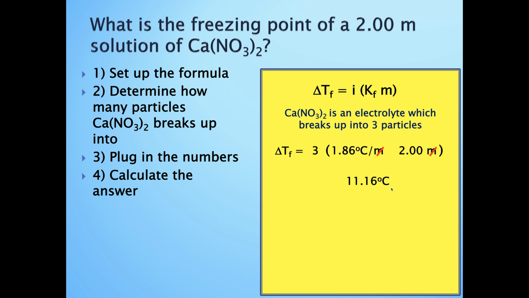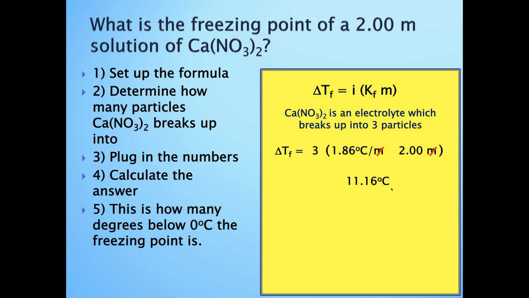But once again, this is not the freezing point. This is the change in the freezing point temperature. And since water normally freezes at 0 degrees Celsius, this is going to tell us how much the temperature changes below 0. So our new freezing point will be negative 11.16 degrees Celsius. And that's how to find the freezing point and boiling point of a solution and how to predict what the change will be to the freezing point and boiling point.